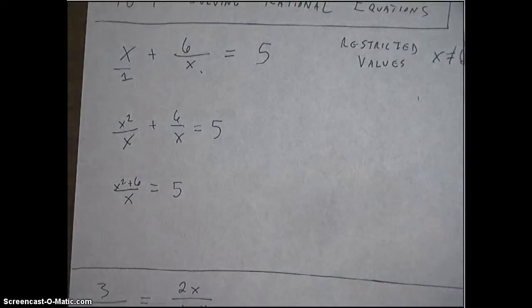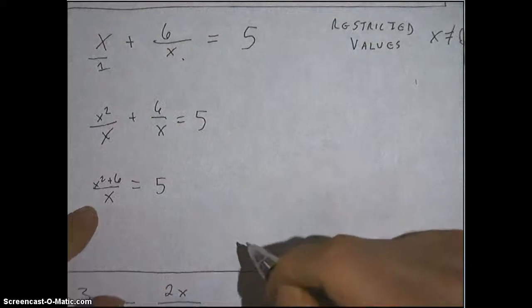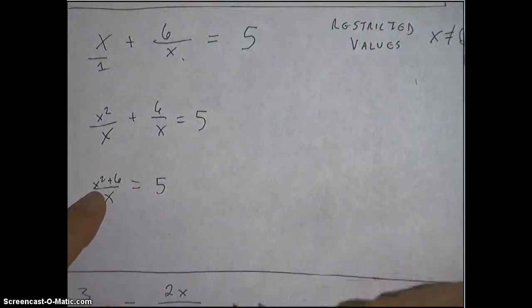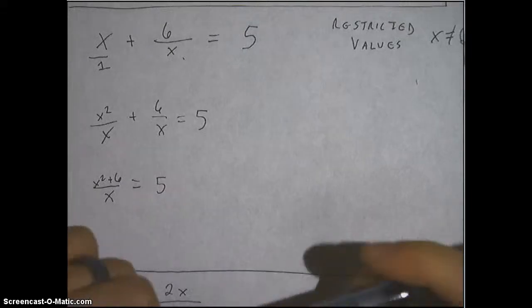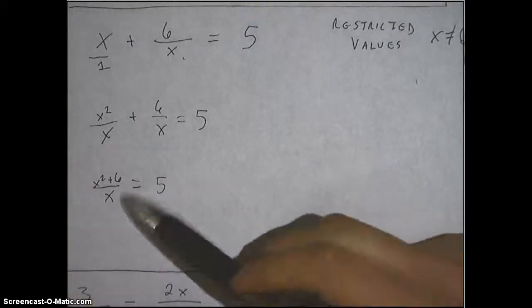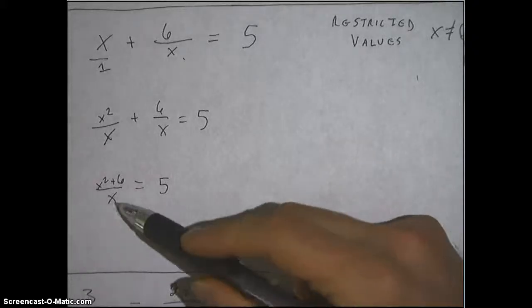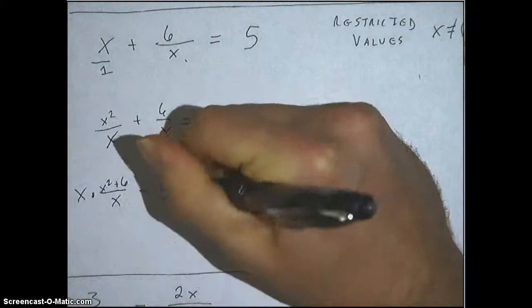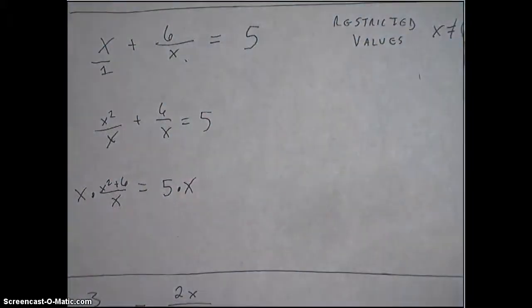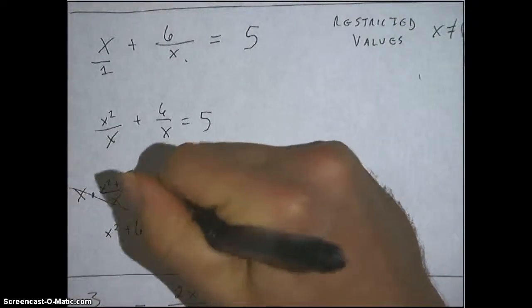Now that helps me because at this point I can get the x by itself by realizing that this is a quadratic, and in order to solve a quadratic I need to have a 0 on one side. Now I can only do that after I get this x out of the denominator. I'm going to do that by multiplying both sides by x. And in doing so, these x's cancel out, and that leaves me with x squared plus 6 equals 5x.